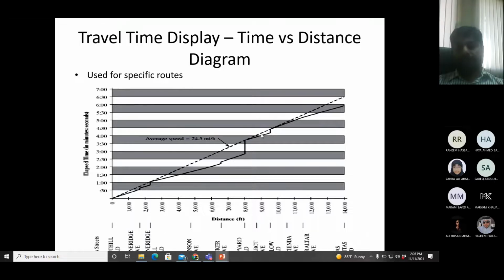Now you see that this dotted line represents average speed. First of all, how do I calculate the average speed? Average speed is total distance upon total travel time. Total distance is how much? 1400 feet. Total time is how much? 6 minutes. So 1400 divided by 6, converted to miles per hour, will give you the average speed. So average speed means total distance upon total time.